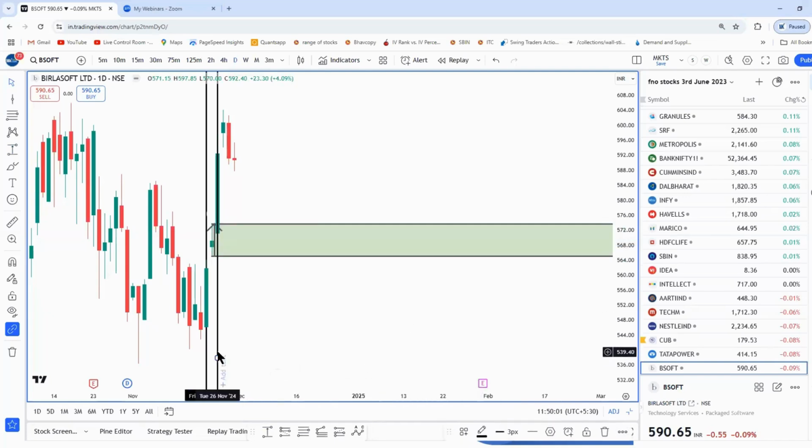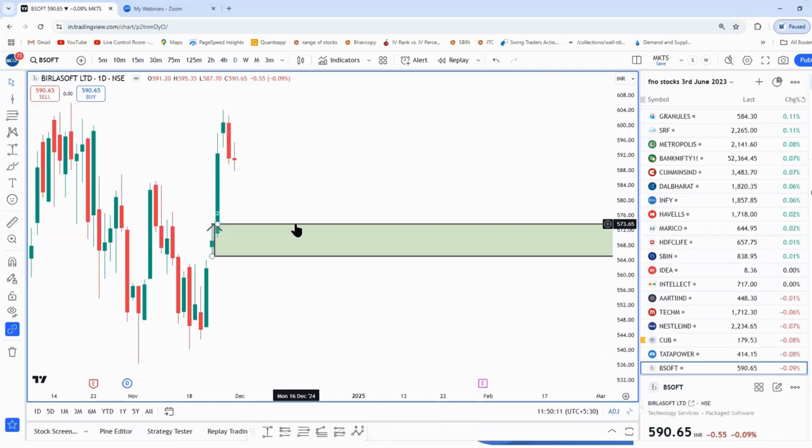So what have we done? We have isolated the base between the leg in and leg out. Now we need to do the quality check of this zone. Is this level fresh? After formation, price has never come back. So the level is fresh.